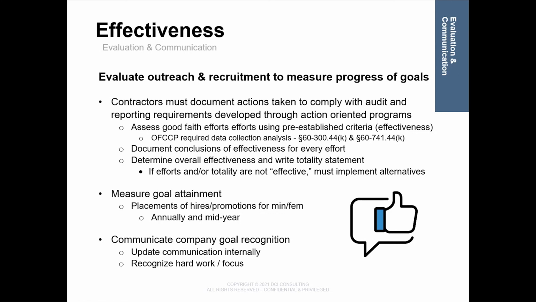Be sure to measure your goal attainment by looking at the placement of hires and promotions for both minorities and female. And you should be formally reviewing at least 2 times a year, annually, and then at your mid-year AAP mark. Also, don't forget the importance of communication and showcasing your company's hard work and focus on reaching these goals.